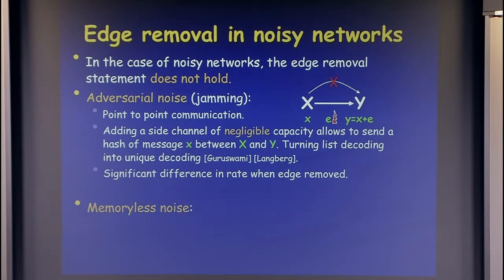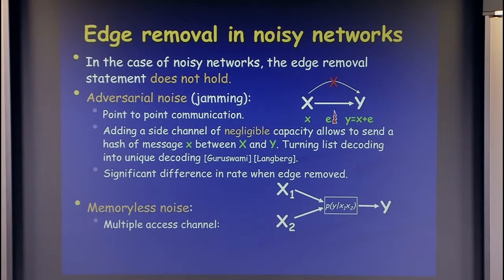And we have a similar example in the memoryless noise case. In this case, we're looking at the multiple access channel. And in this multiple access channel, you have two senders.